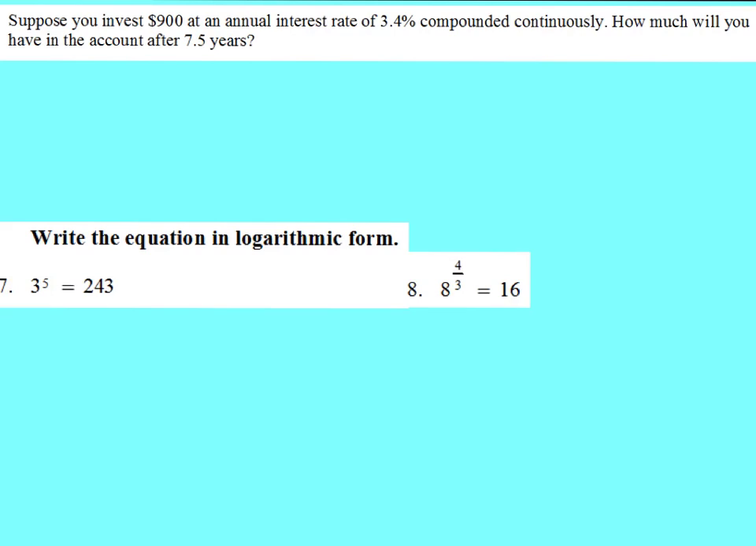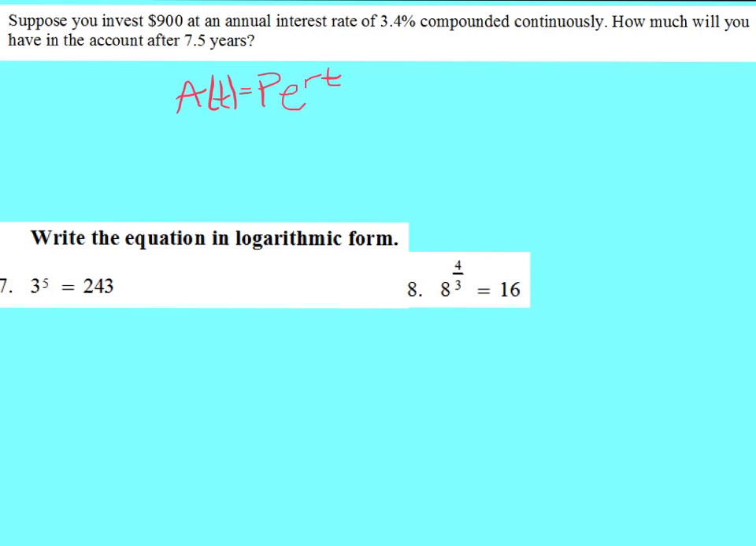Okay, reading through this next problem. Suppose you invest $900 at an annual interest rate of 3.4%, compounded continuously. That's important. Compounded continuously means I'm going to be using PERT. So my amount after T years is going to be equal to that formula PERT, where P is my principal or my initial investment, R is rate, T is time in years. E is just the letter E, and remember that's a button we can hit in our calculator.